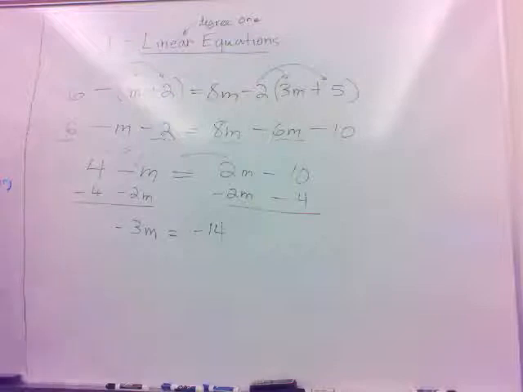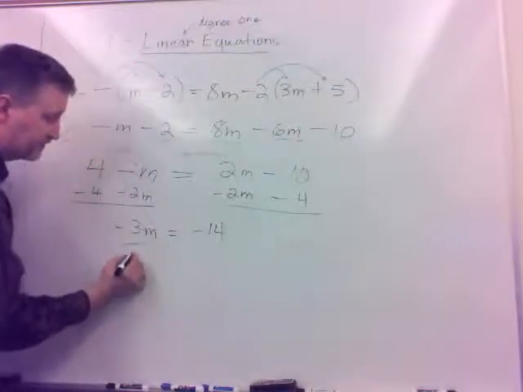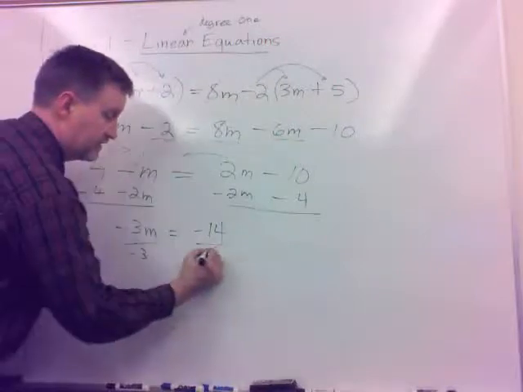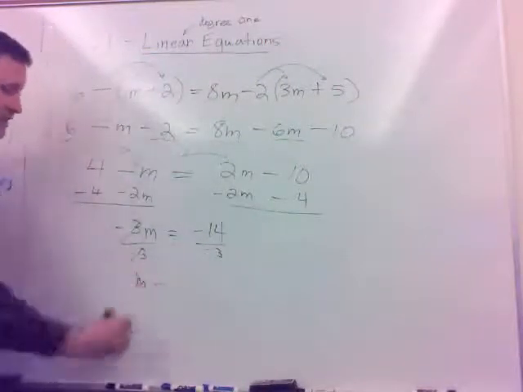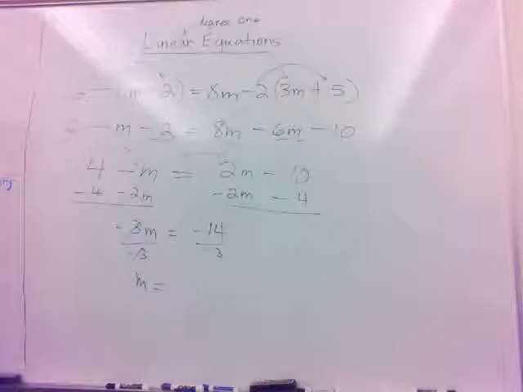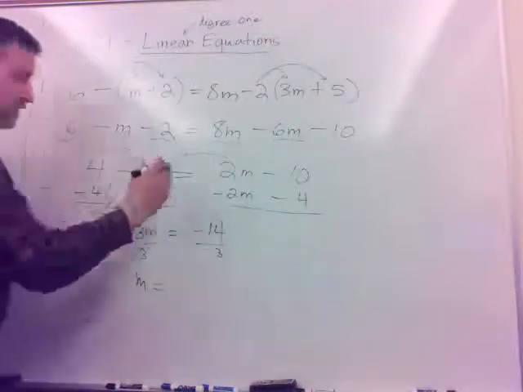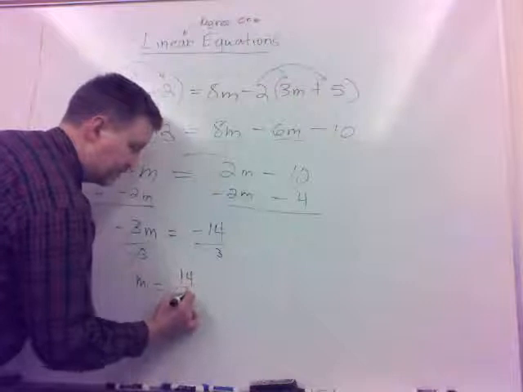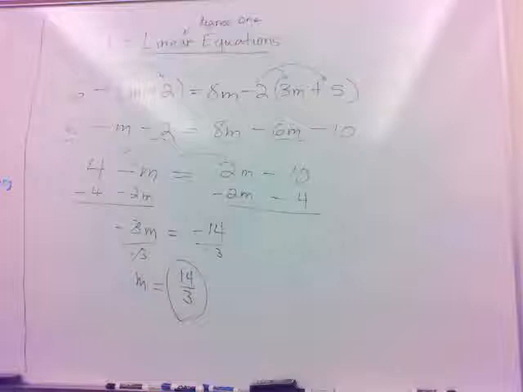So I'm almost through. Just have to get the m by itself. That's negative 3 times m, so divide by the negative 3. So that gives me an m by itself on the left side. Now I have a negative divided by a negative. That's a positive, so 14/3? Yeah, 14/3 would be the answer here that it would come out with.